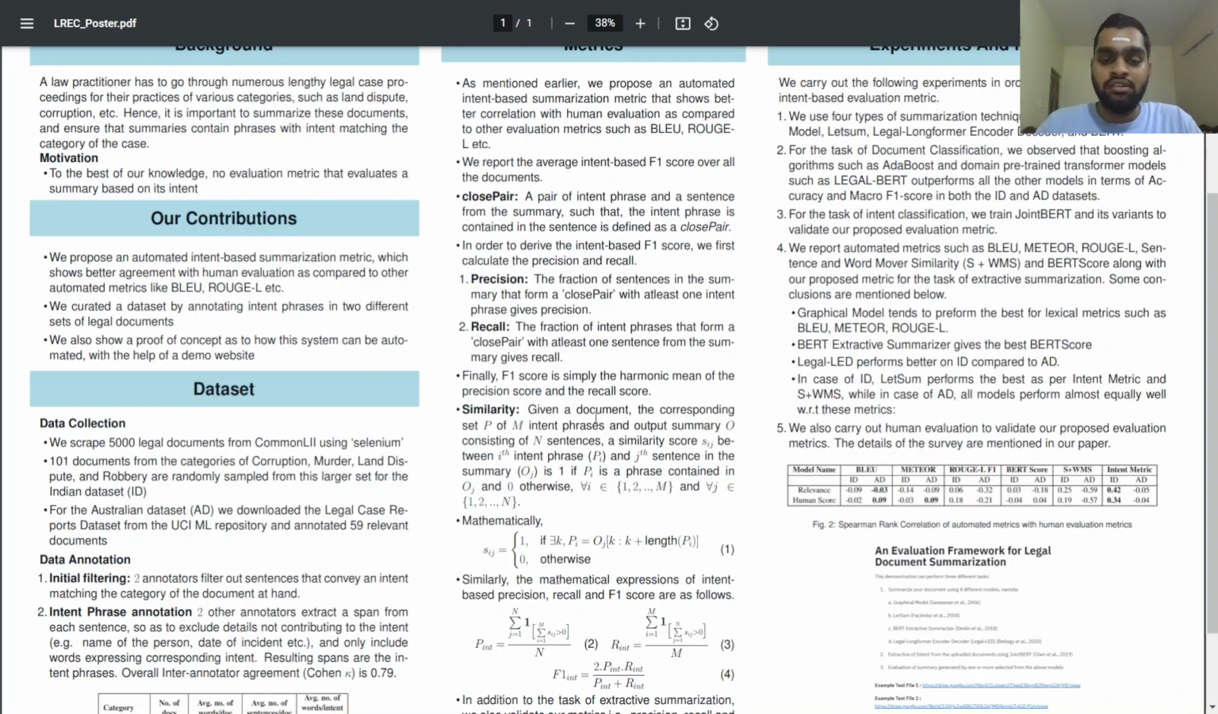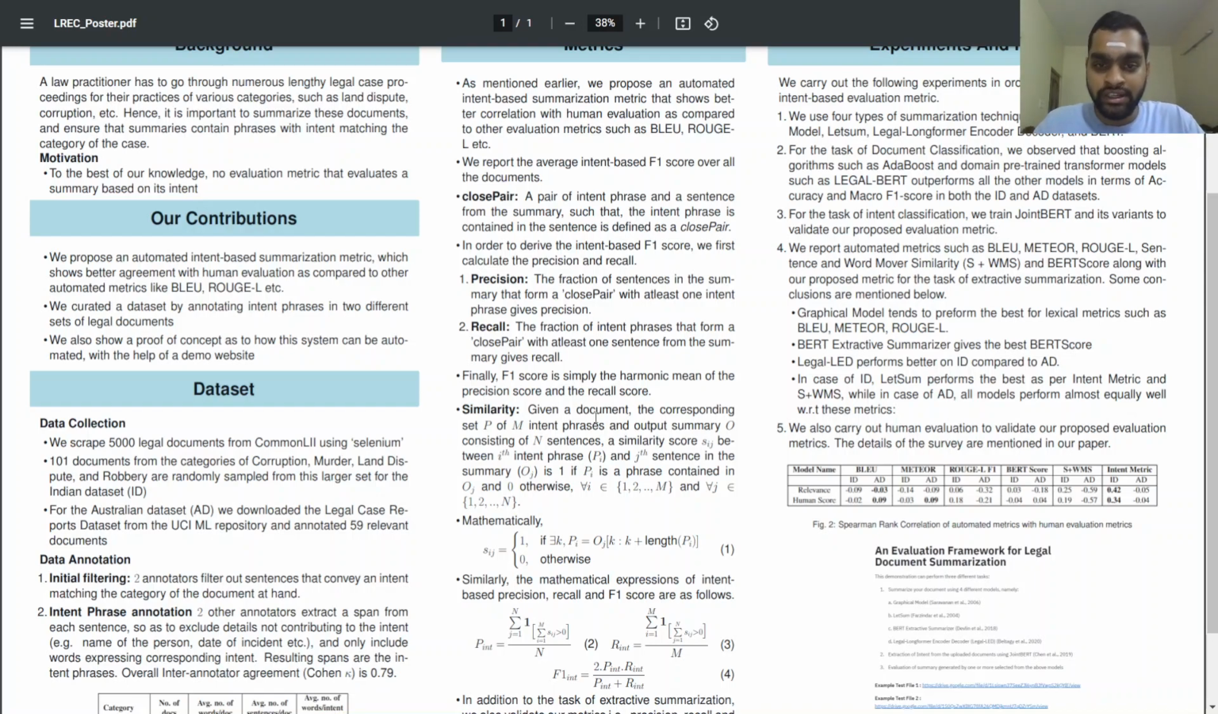So the value of Sij is 1 if the intent phrase PI is contained in the output summary sentence OJ. Otherwise, it's zero. And based on that, we compute precision and recall, which can be used for F1 score computation.